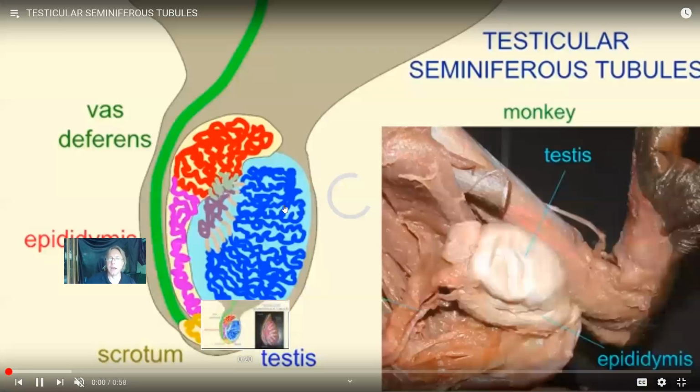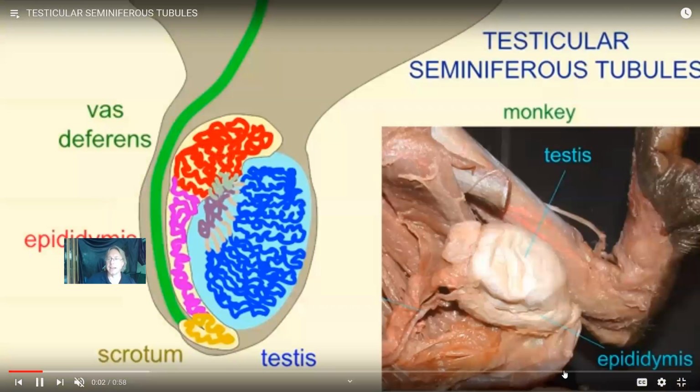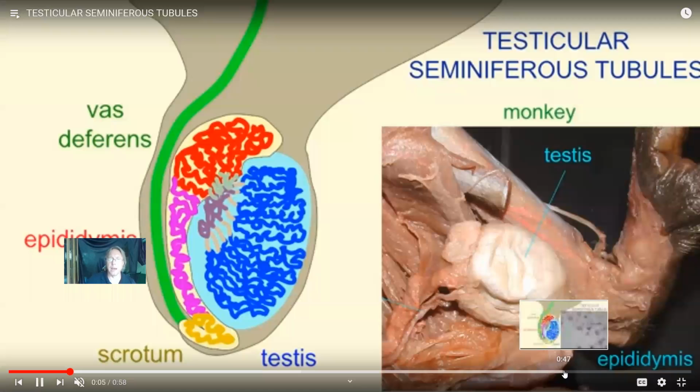And so I have lots of videos if you were interested. How is this occurring in the males? It is here in the testes, in the seminiferous tubules. That is where meiosis is occurring, that's spermatogenesis.